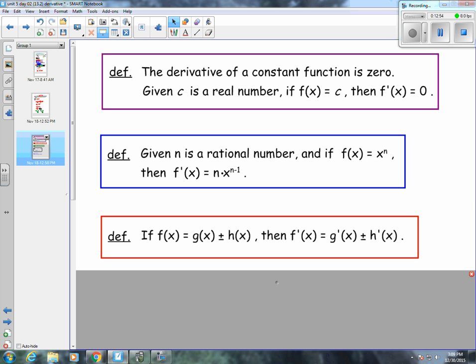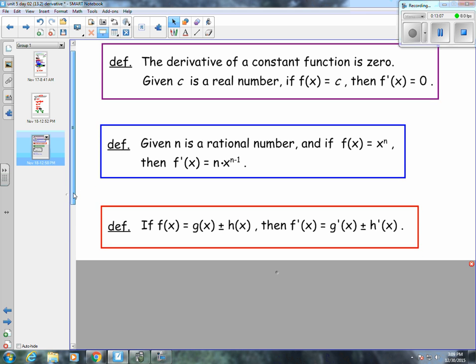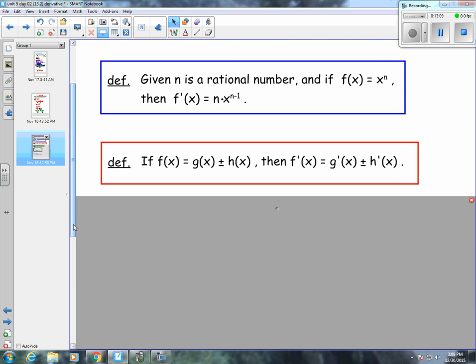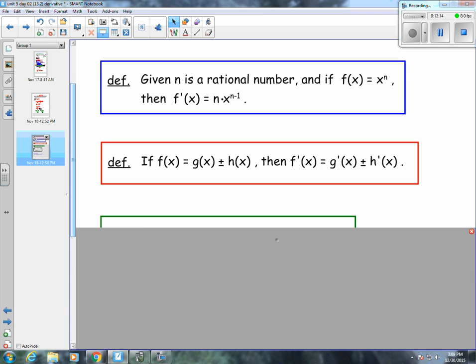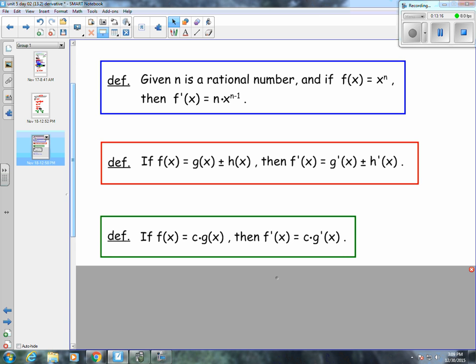Another definition is that if f of x is the sum or difference of two functions, then the derivative of f will be the sum or difference of the individual derivatives of those two functions. This is sounding familiar. It's like the limits. But wait a minute. A derivative is defined using limits, so that would make sense. If a function equals a constant times another function, then we can take the derivative of that other function and then multiply it by the constant to get our f prime of x.